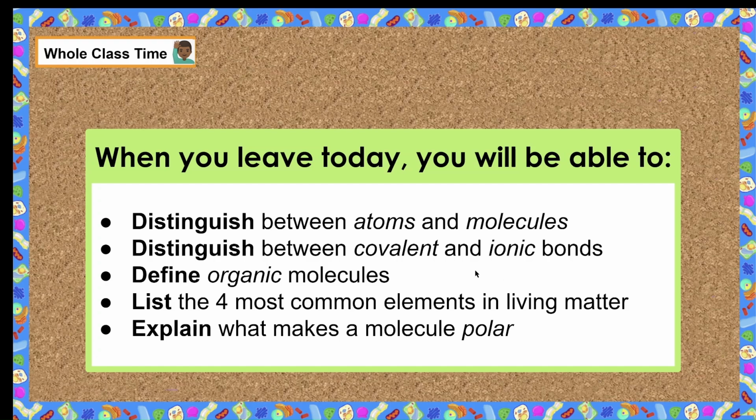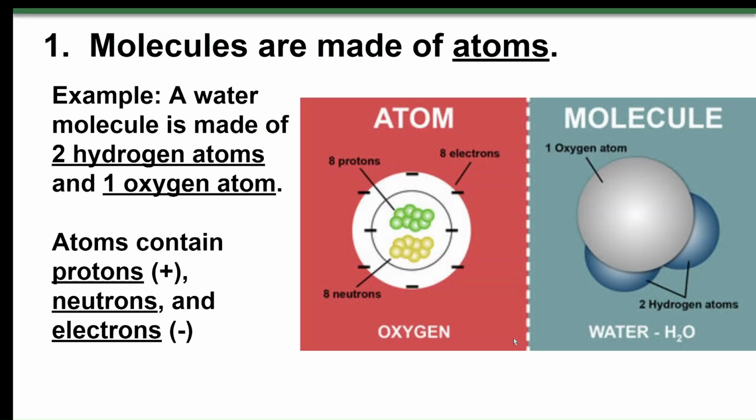We're going to be looking at what organic molecules are. You might have heard of a specific subject that a lot of people complain about when they go to college, and that is organic chemistry. So we're going to look at that word organic and how it refers to chemistry and also to biology. We're definitely going to list the four most common elements in living matter, like what are the most common elements that we see, and explain what makes a molecule polar. There's something called polarity with molecules. Something could be polar or non-polar. So we're going to talk about what makes molecules polar.